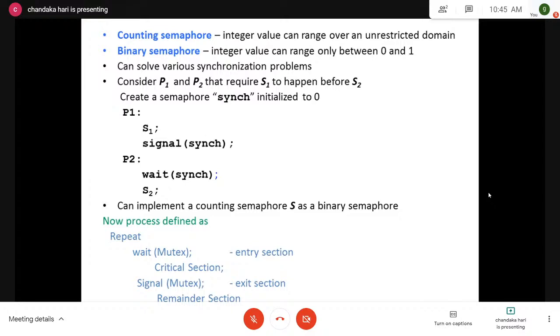And the remainder section can be executed anytime. There is no problem. Why? Because while executing this kind of instruction, no other process is going to suffer at all. So it is: wait for the mutex, enter the critical section, and after that signal the mutex, followed by the remainder section. This is the process redefinition.